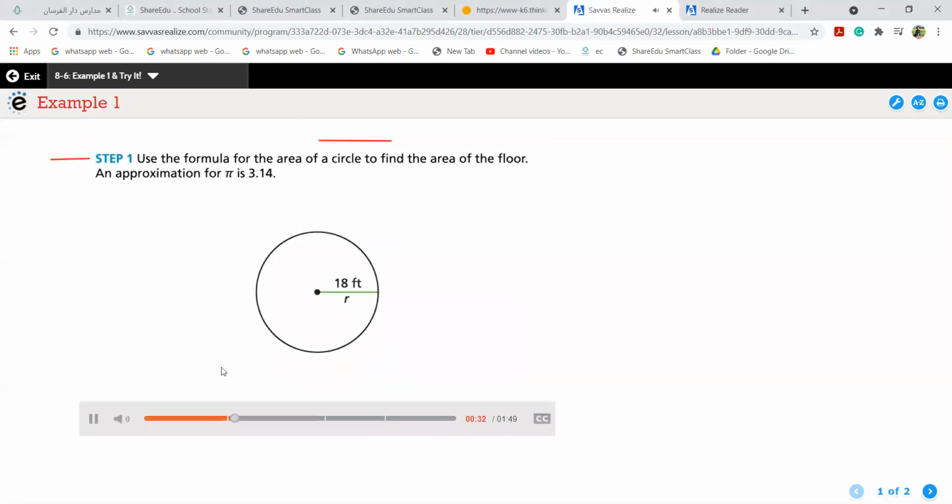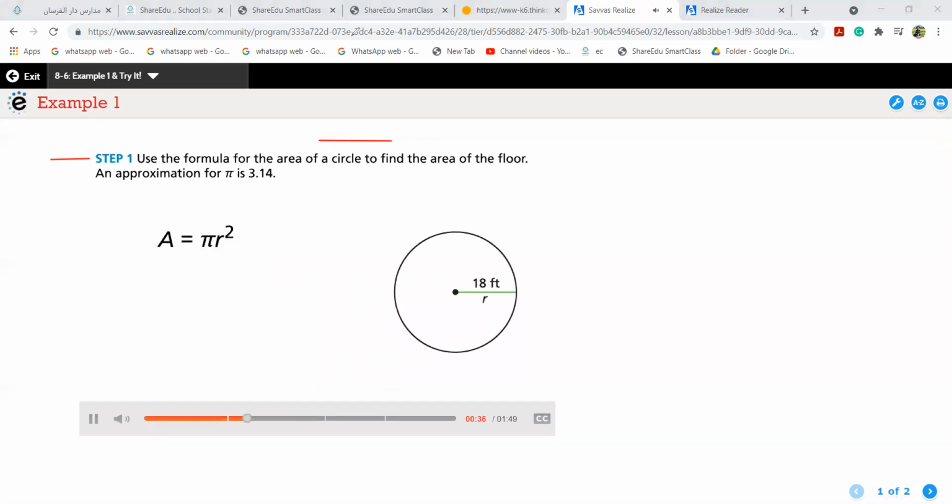Use the formula for the area of a circle to find the area of the floor. The formula is A equals pi times the radius squared. An approximation for pi is 3.14. So before I proceed, I want each one of you to know about the area of a circle. If I ask you what is the circumference of a circle, you will say, teacher, it is C equals pi d. If I ask you what is the area of the circle, you will tell me area equals pi r square. That is pi and r times r.